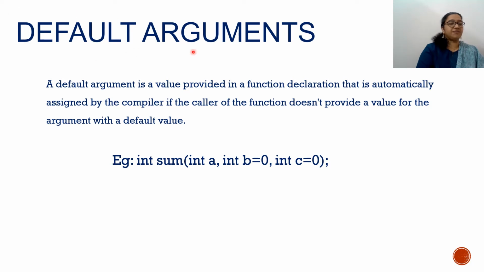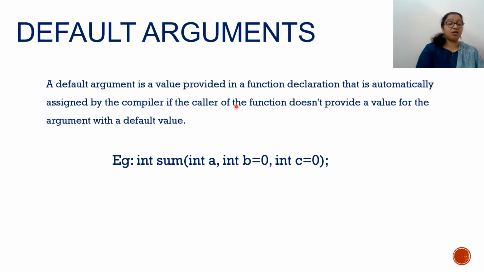So let us check the definition of default arguments. A default argument is a value provided in a function declaration. Function declaration means function prototype. Normally we put only data types as an argument in the function prototype. But default argument means we are providing a value in a function declaration, and that is automatically assigned by the compiler if the caller of the function doesn't provide a value for the argument.